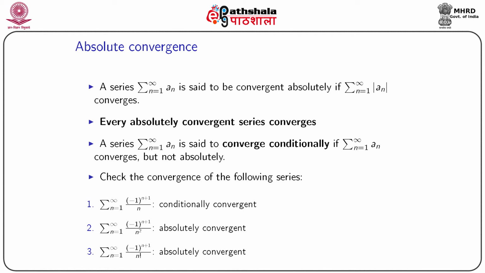Same with the series sum over n from 1 to infinity minus 1 to the power n plus 1 over n factorial. This is also absolutely convergent. The proofs of this, whether it is absolutely convergent or conditionally convergent, are not very hard to get.